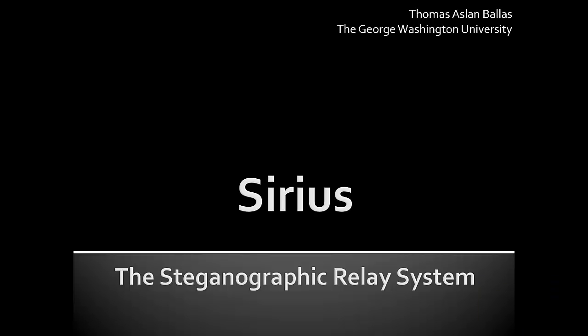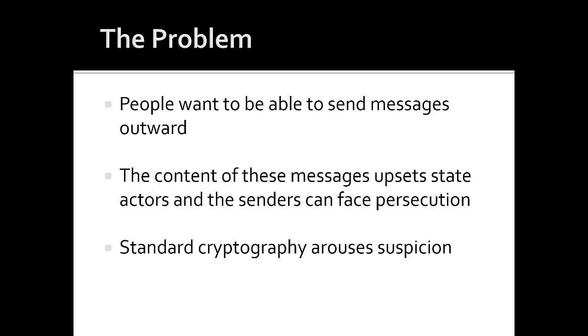I'm Thomas Aslan Ballas, and this is an explanation of Sirius, the Steganographic Relay System. To begin, we have a problem. People want to send messages, but the content of these messages might get them in trouble. And the usual solution, encryption, generally earns the message and its author higher scrutiny.